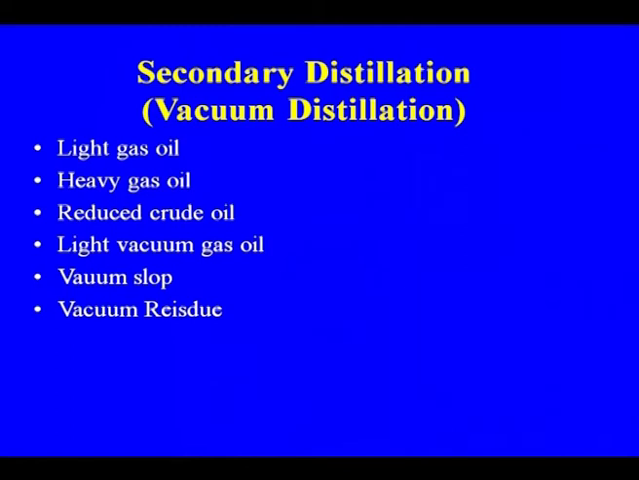Reduced crude oil, light vacuum gas oil and the vacuum slop, vacuum residue, and the lubricating part also, where there is more paraffin, we separate lubricating oil. In some of the refineries they have a separate lube refinery, where they process the heavier crude for producing lubricating oil.